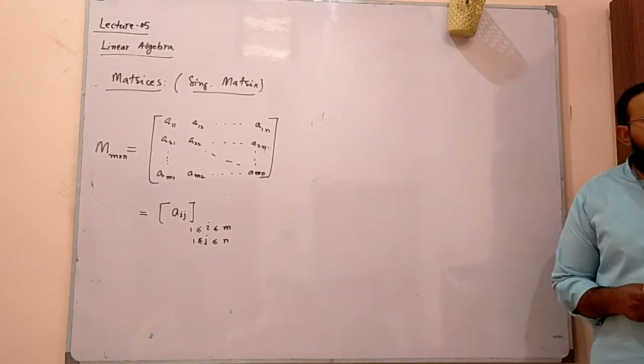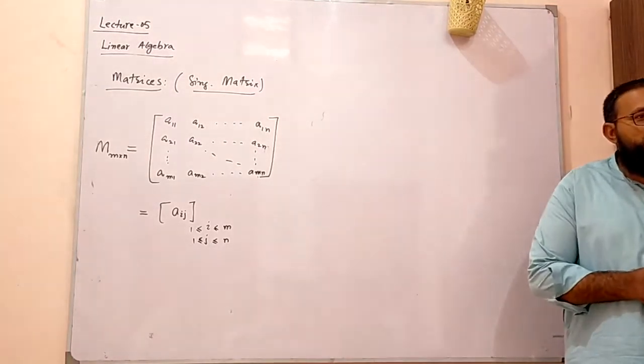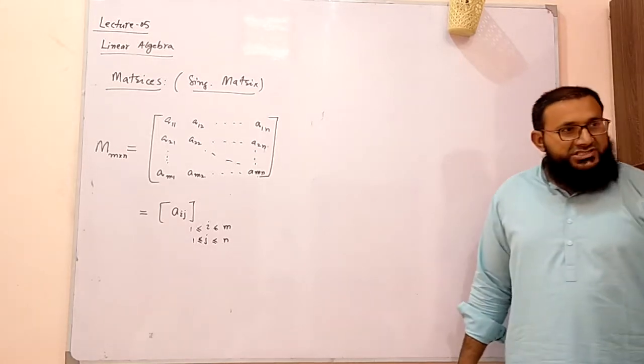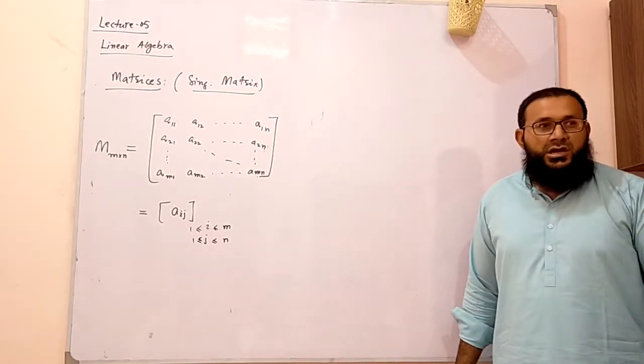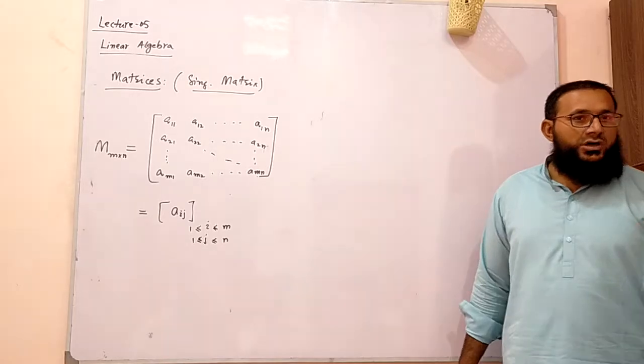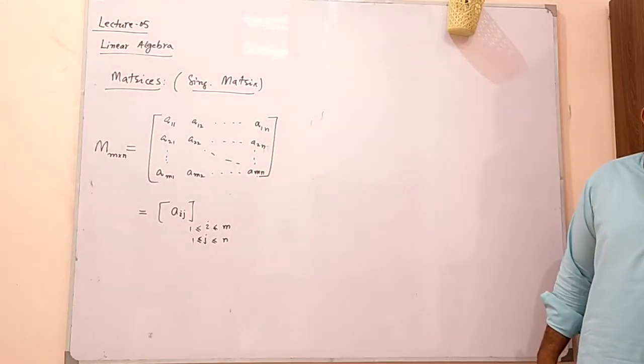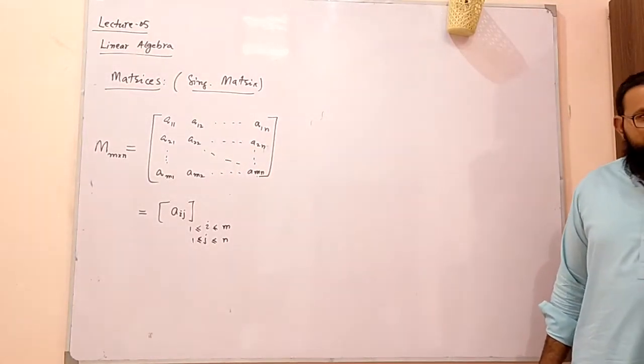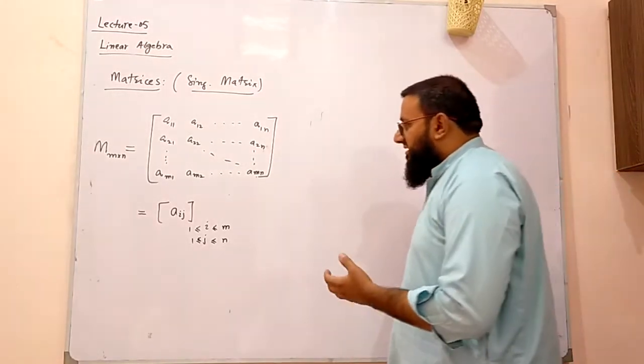And then there are lots of types of matrices. What do we mean by a row matrix, in which there is only one row, a column matrix in which there is only one column, and square matrices, diagonal matrices, scalar matrices, and so on. But we are not going to discuss each and everything in detail.